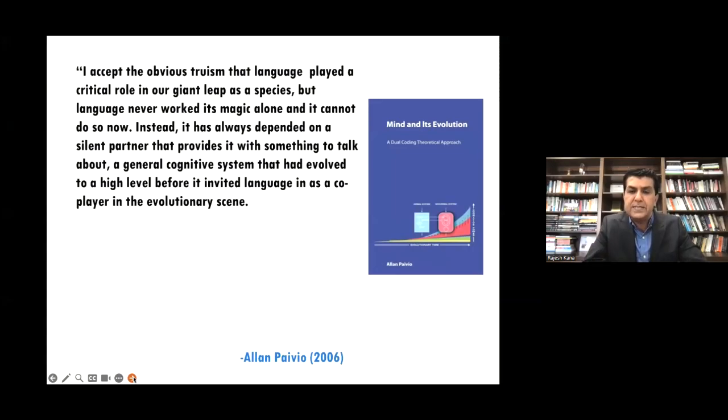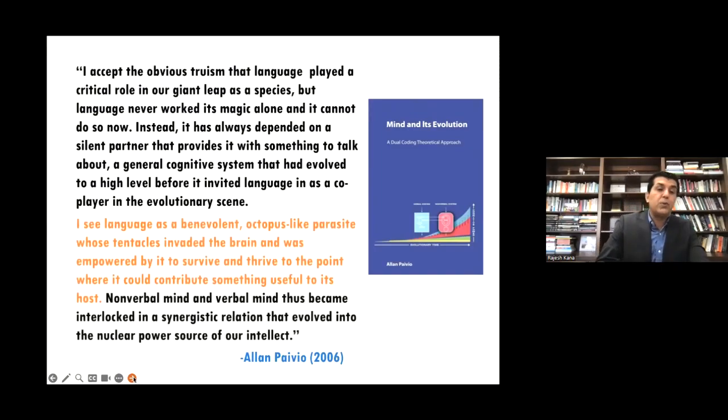our own studies. This is an interesting book and theoretical view by Allan Paivio. "I accept the obvious truism that language played a critical role in our giant leap as a species, but language never worked its magic alone, and it cannot do so now. Instead, it has always depended on a silent partner that provides it with something to talk about, a general cognitive system that had evolved to a high level before it invited language in as a co-player in the evolutionary scene. The second part is more interesting. I see language as a benevolent octopus-like parasite whose tentacles invaded the brain and was empowered by it to survive and thrive to the point where it could contribute something useful to its host."